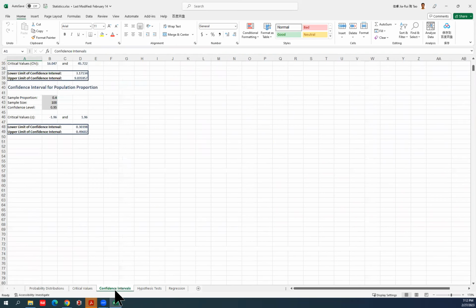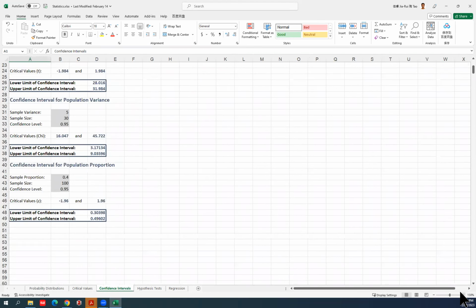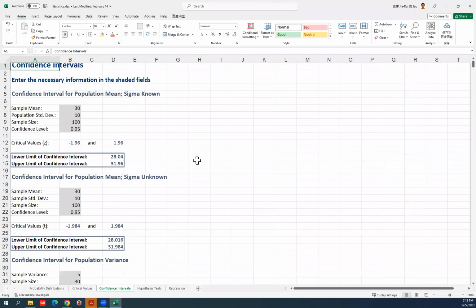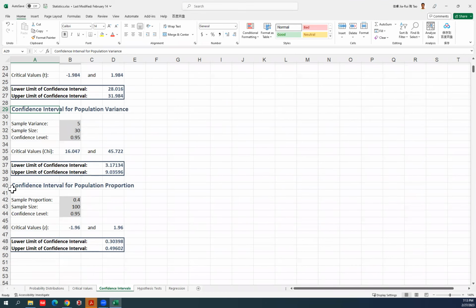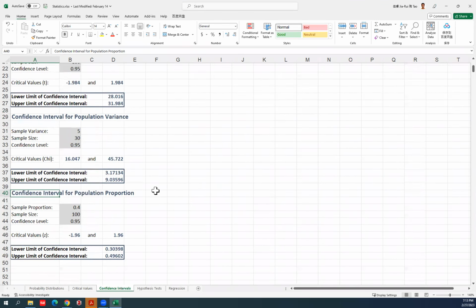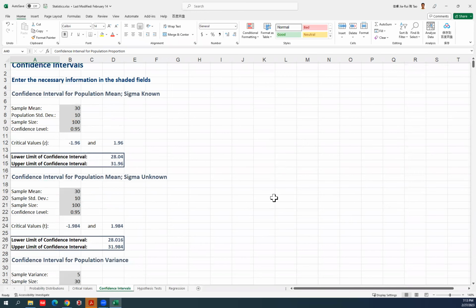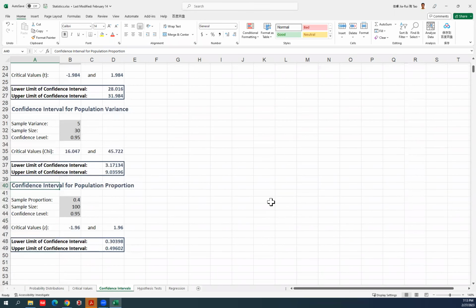Of course, this time, because we are calculating confidence intervals, we should use the confidence intervals sheet. And here we have several blocks to choose from. There's one confidence interval for population mean, sigma known, and there's one confidence interval for population mean, sigma unknown. There's also one for confidence interval for population variance and another one for population proportion. So which of these four blocks have you used to answer part B?